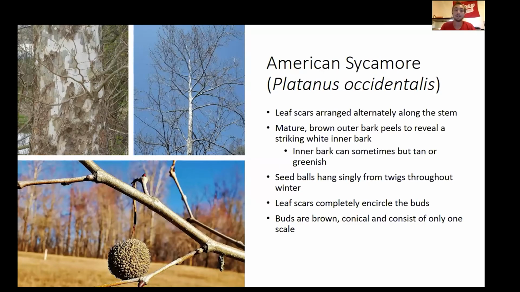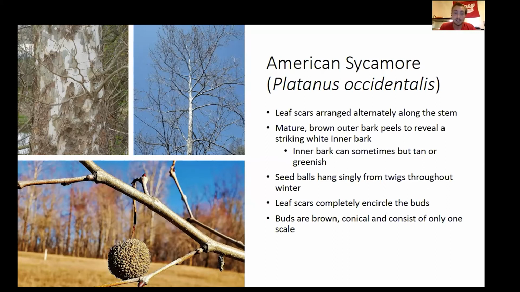So our American sycamore, lots of really indicative features on our tree. Well, first, our leaf scars are arranged alternately along the stem. Our mature brown outer bark peels to reveal a striking white inner bark. This inner bark can sometimes be tan or greenish, but it's usually this really striking white, and it does not go all the way down the trunk. Usually about 10 feet of the base of the trunk is not exfoliating, is not peeling.